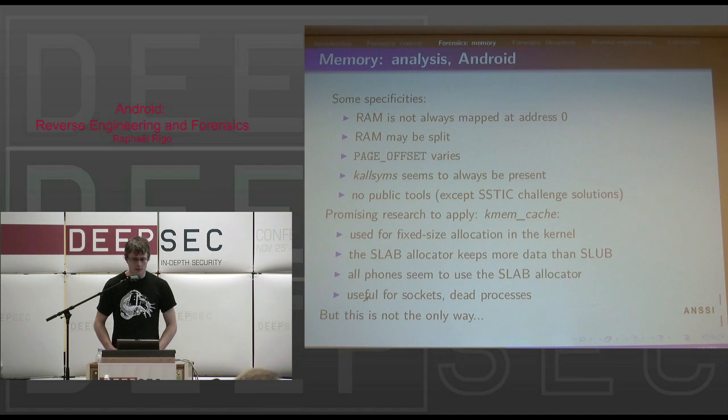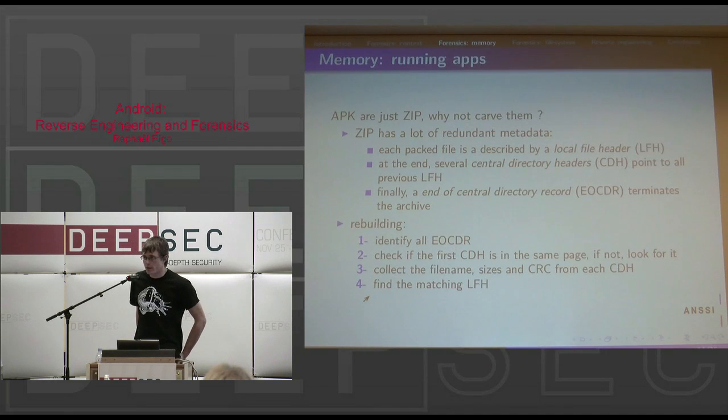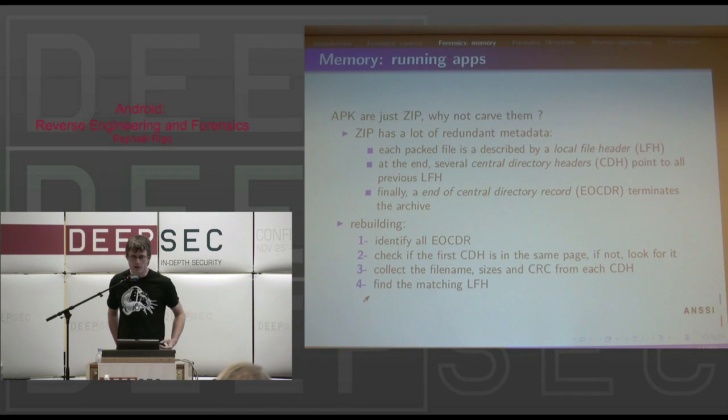So this is the standard way of analyzing a Linux physical memory dump. But you can do some specific things with Android. One of them is really interesting. It's APKs, that is, the application packages are just zip files, like a jar file is in Java. So why not carve them out of memory?